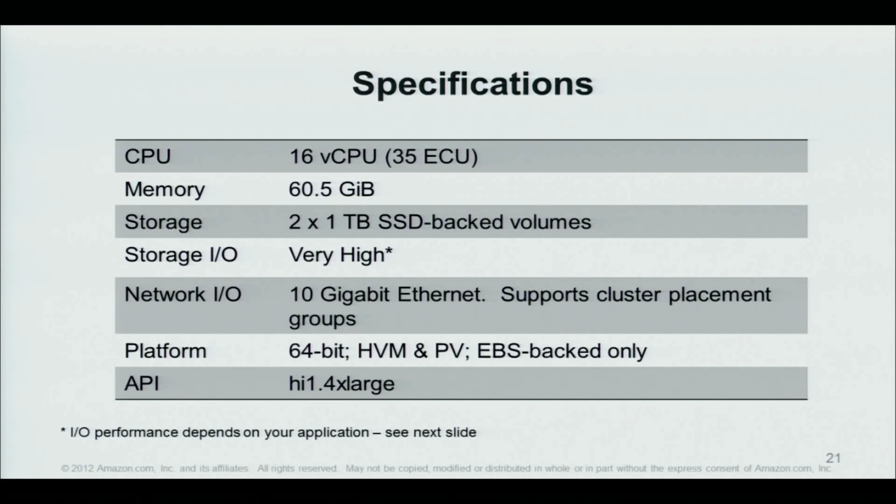I'll talk about the storage I/O in a little more detail in a few seconds. The network I/O is the same as our cluster instances, so you're on a 10 gigabit Ethernet network, and you have support for cluster placement groups. So you can cluster high I/O instances together into a cluster as well. The platform is a 64-bit platform. We support both paravirtualized and HVM AMIs, and you're required to be running EBS-backed AMIs, and we call this the HI1.4xlarge.